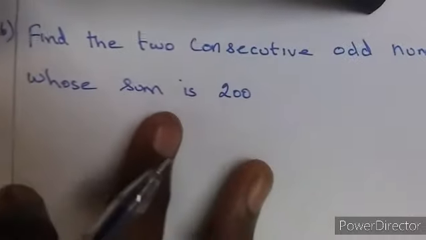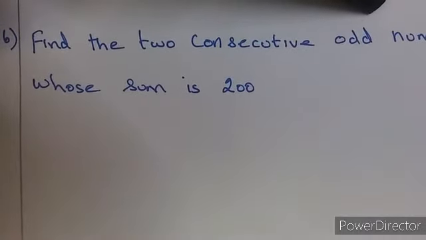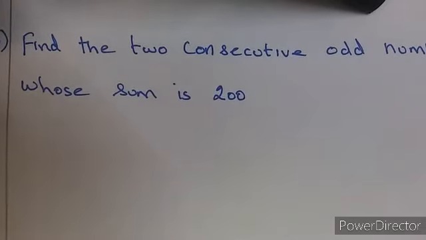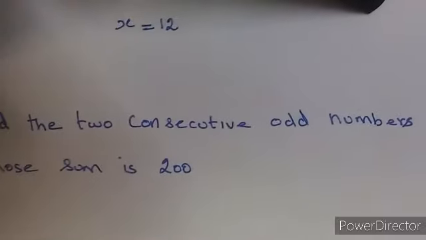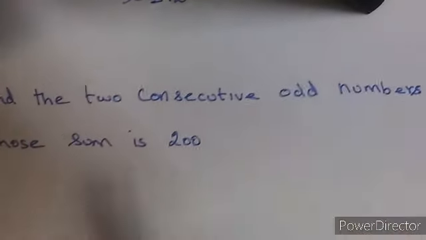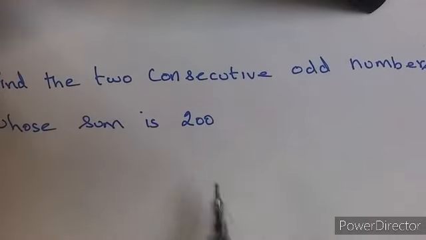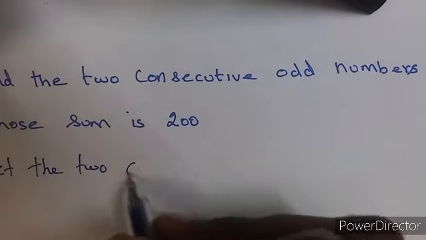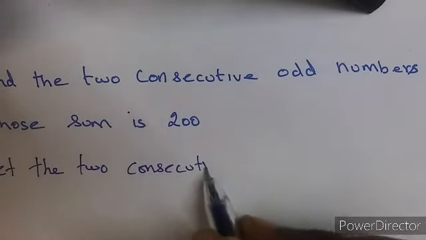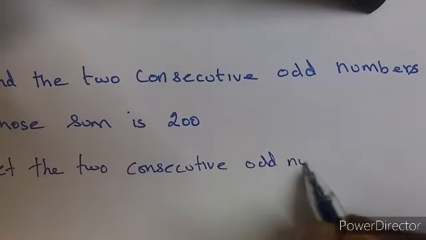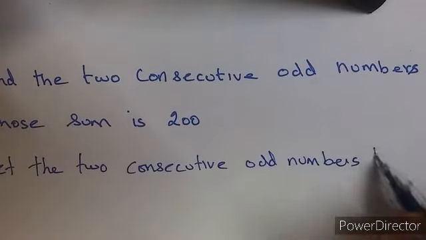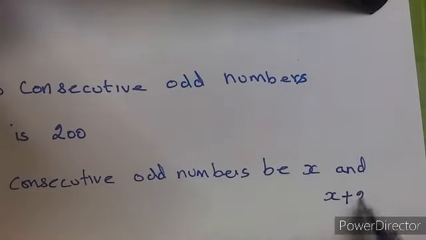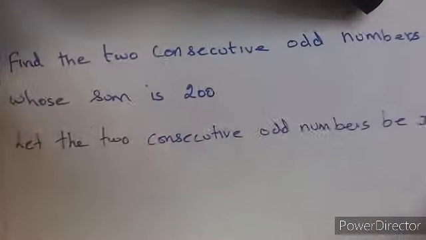Please copy down all the sums in the classwork note. In exercise 3.3, questions number 3 to 6 should be there in your classwork note. And the sixth sum: find the two consecutive odd numbers whose sum is 200. So let the two consecutive odd numbers be x and x plus 2. These are the consecutive odd numbers.